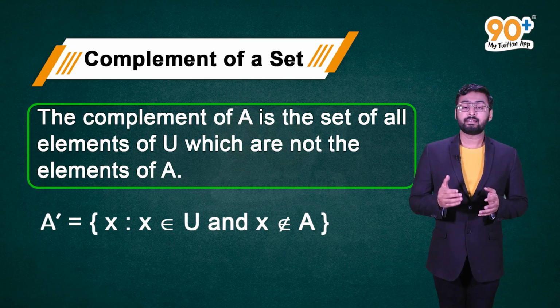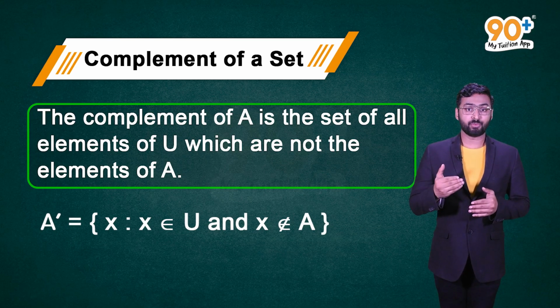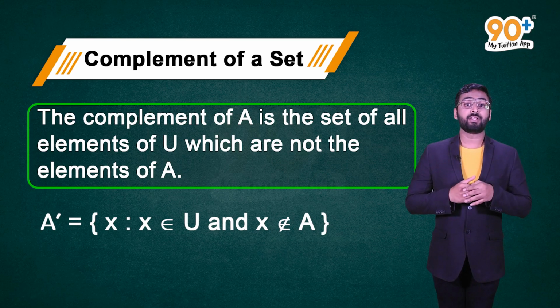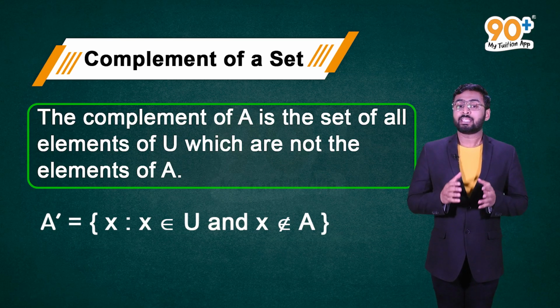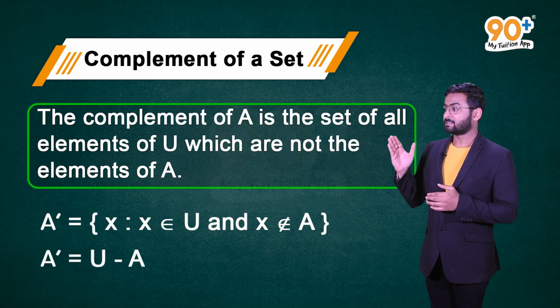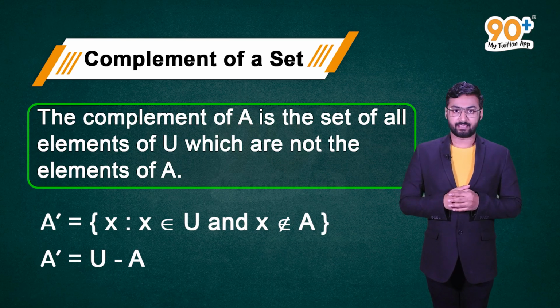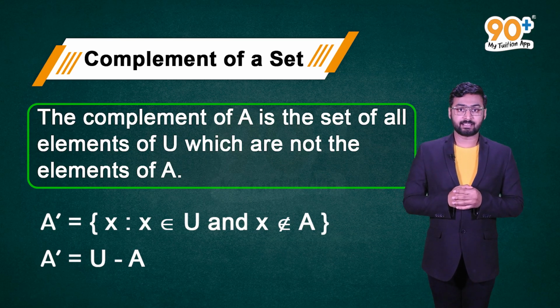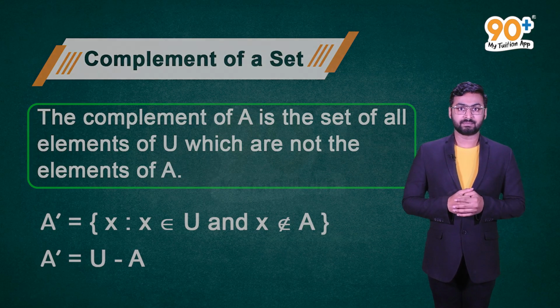So, here the elements belong to the universal set but do not belong to A. So, using the difference operation, we can write A complement is equal to U minus A. Let us understand this with the help of an example.